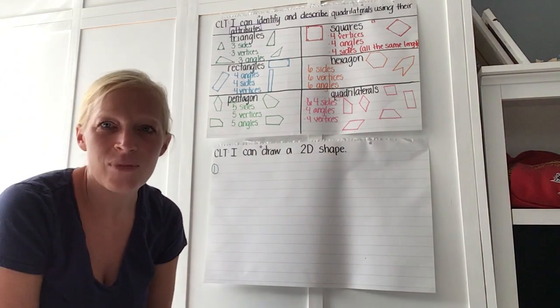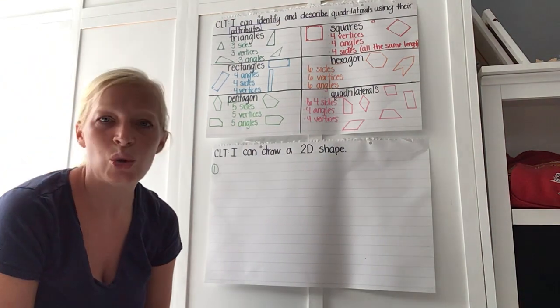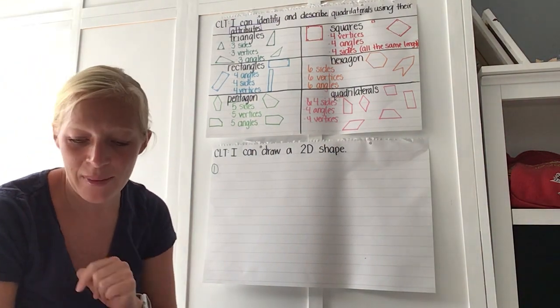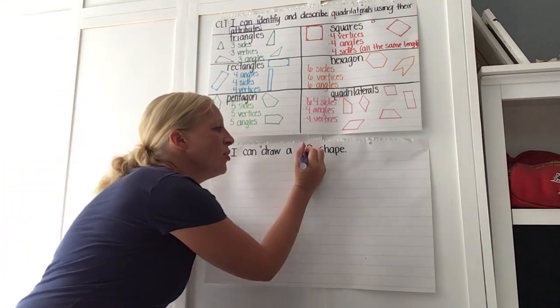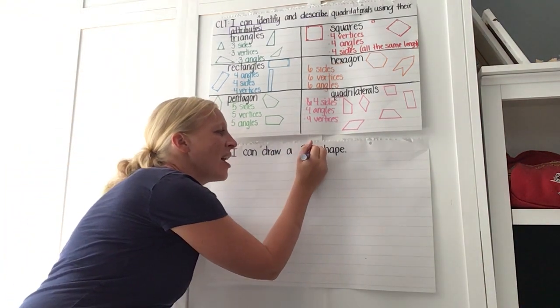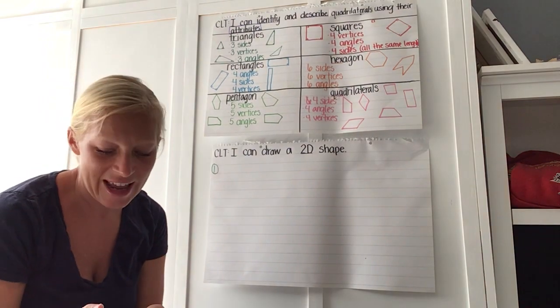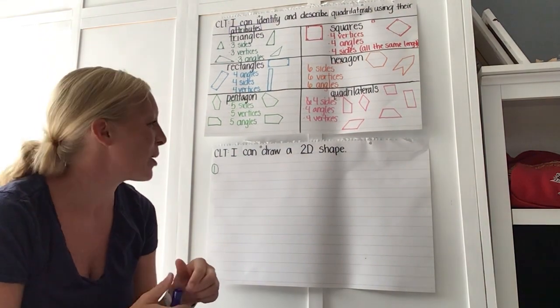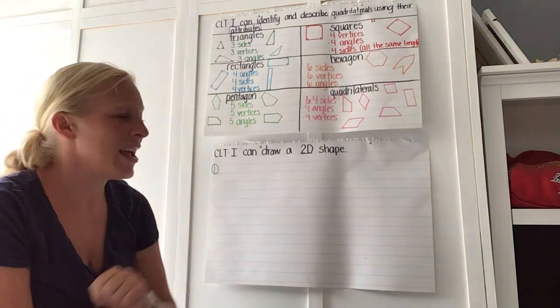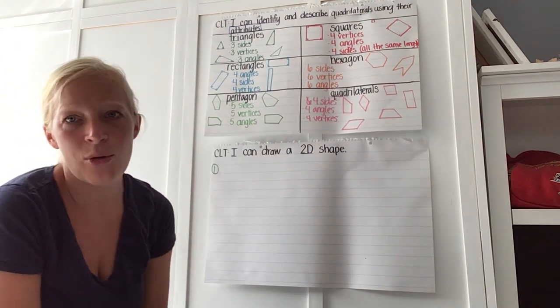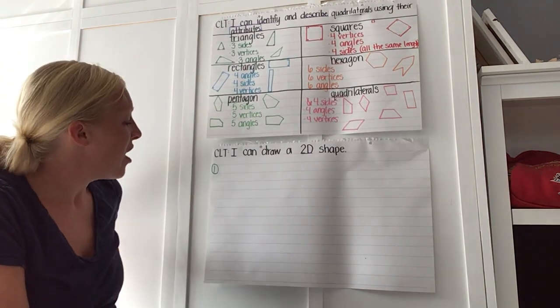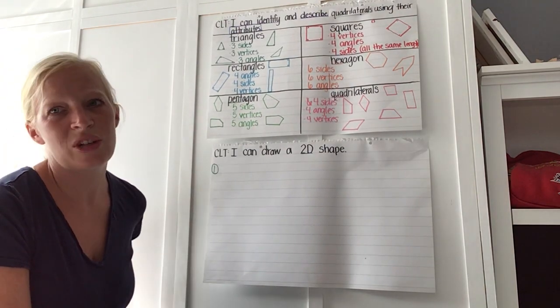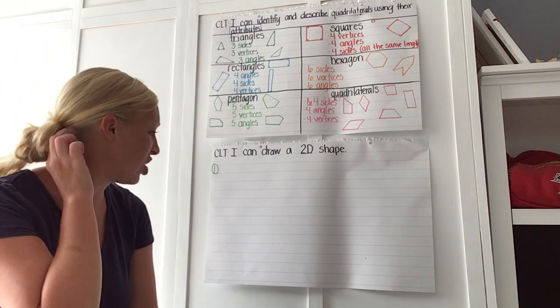I can draw a 2D shape. Now remember, my friends, that 2D means flat. These are not those shapes that we're holding in our hands. You'll get to tackle that tomorrow. Today and yesterday and the day before, you've been tackling and will tackle these 2D shapes, these flat shapes.